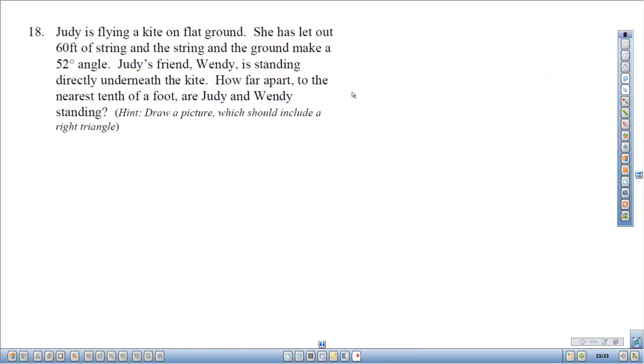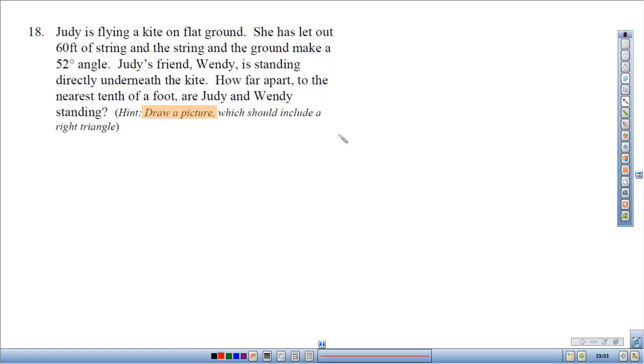All right, here's number 18. Number 18 is a word problem. There is a word problem on the retake, or not on the retake, the regular test. Okay, and right here they give you the big hint. This hint will not be on the test. You just have to remember that when they give you that word problem, drawing and labeling up your picture as carefully as possible is like 90% of the problem. The actual trig that you do to work out the problem is not so much, as long as your picture is right. So Judy is flying a kite on flat ground.